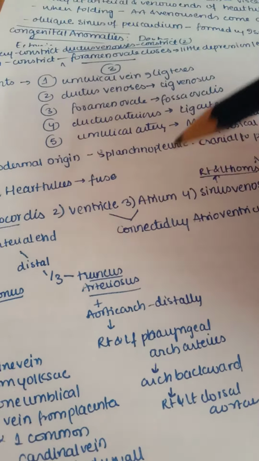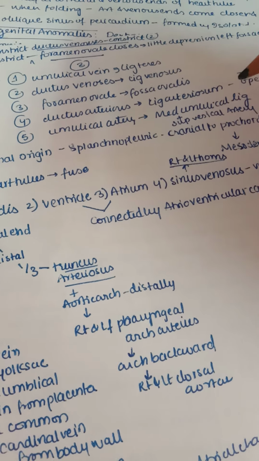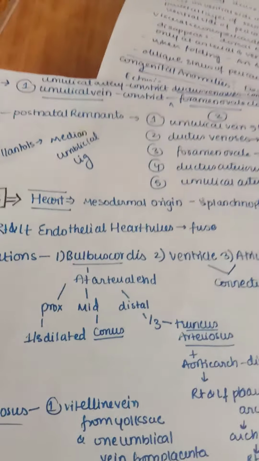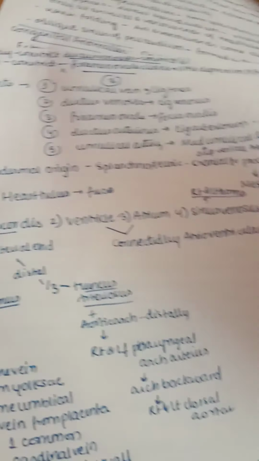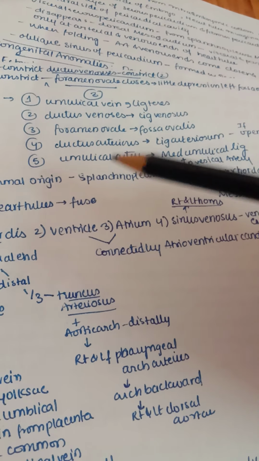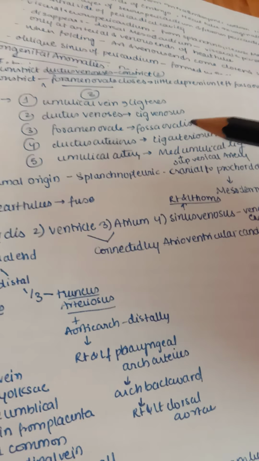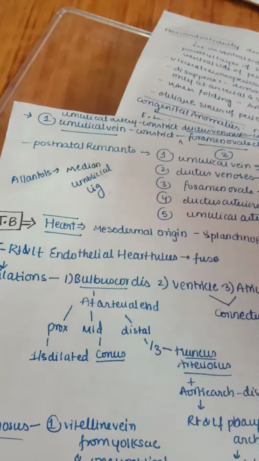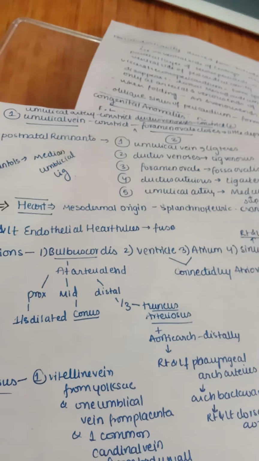So next, the umbilical artery remnant is the medial umbilical ligament, also the superior vesical artery. The allantois forms the median umbilical ligament. Here we have the median umbilical ligament, but here we have the medial umbilical ligament. Here N is median, allantois has an N, so median. So like this we can remember.